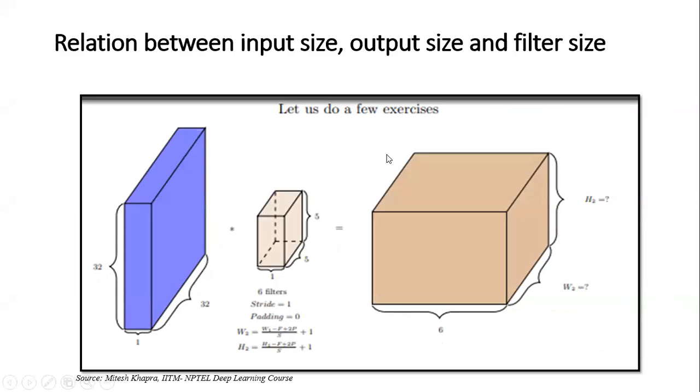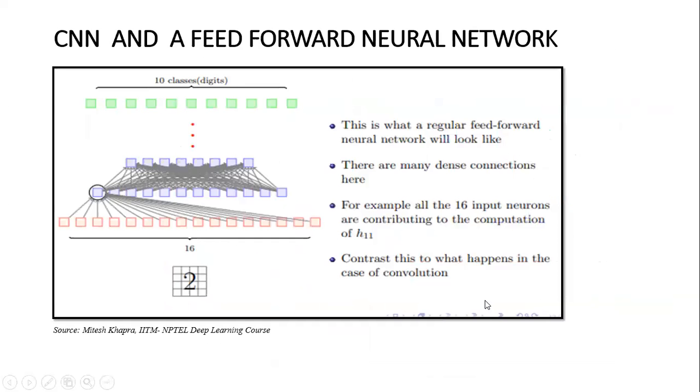Now let us take a look at this example. What is W2 that I'll be having? W1 is 32. Is there any padding? No padding. Is there a stride? How much is the stride? Stride is 1. How many such filters do you have? You have 6 filters. So what will be the depth of the output image? It will be 6. Are you getting this part? This is the most important part.